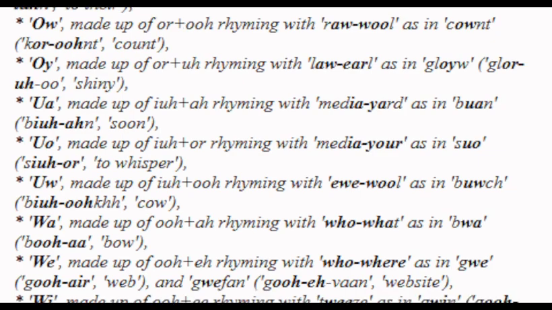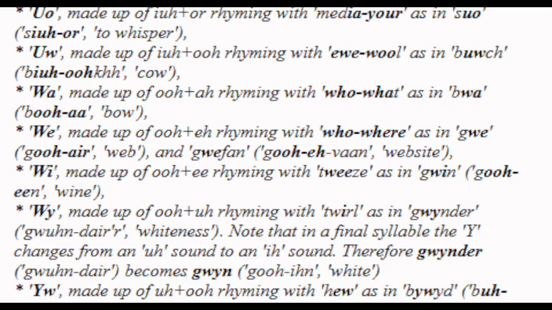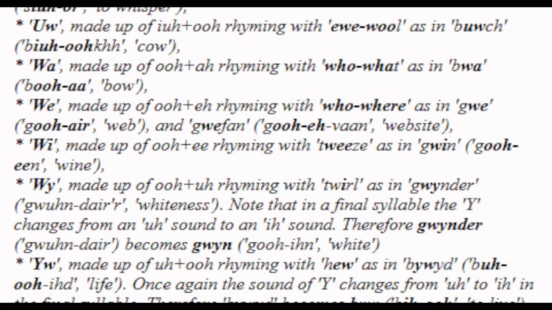Uwe, made up of u plus e, rhyming with huwe, as in gue, web, and guevan, website. Uwi, made up of u plus e, rhyming with duis, as in guin, wine. Uwe, made up of u plus y, rhyming with twirl, as in gwender, whiteness.